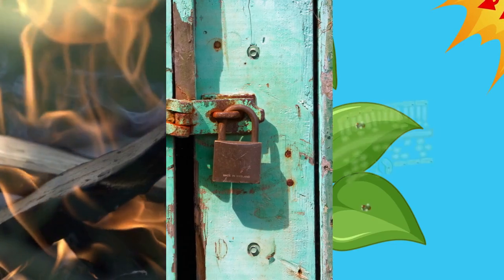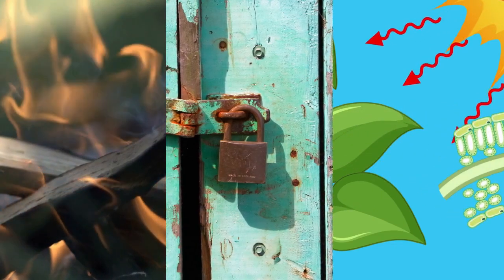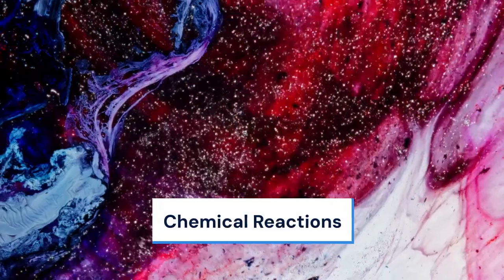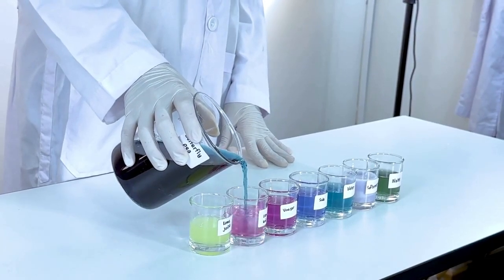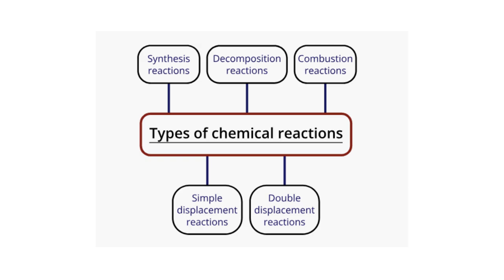What do burning wood, rusting iron, and photosynthesis in plants all have in common? They're all chemical reactions. Chemical reactions are processes in which substances change into new substances. There are 5 important types of reactions you should know.